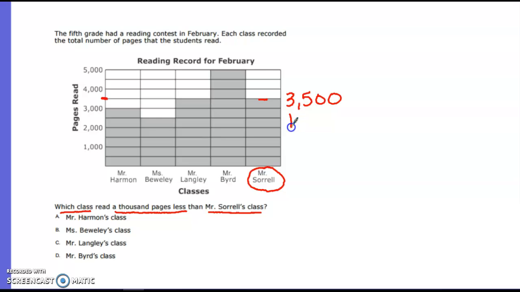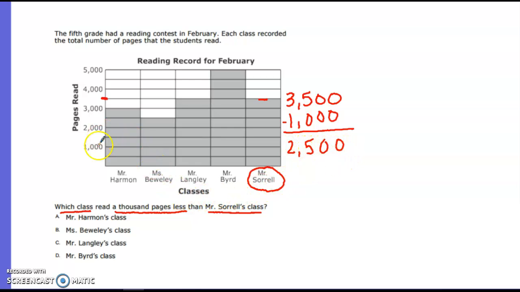So let's take away 1,000. Let's subtract that out to figure out what the teacher should have. 0 minus 0 is 0. We have 0. 5 minus 0 gives us still 5. 3 minus 1 is 2. So we should be looking for the class that has 2,500 pages read.